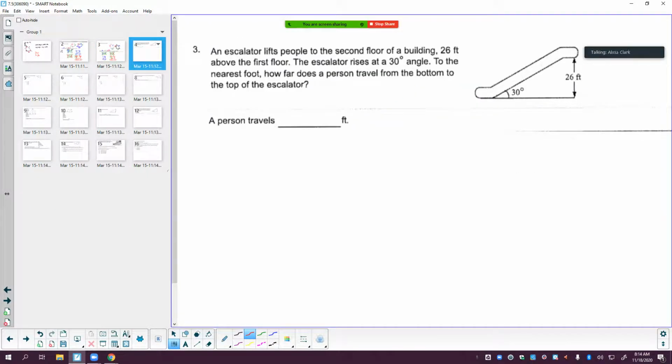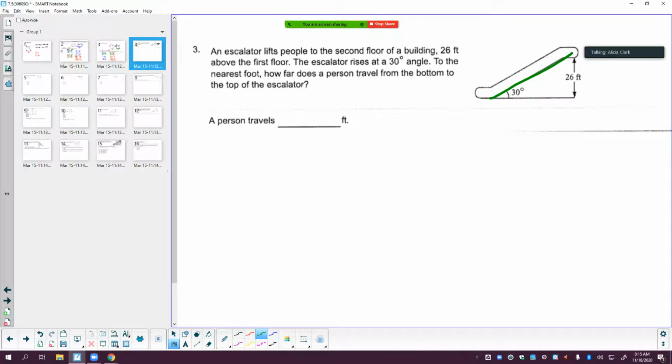Okay, so same type of thing here. It's just an application type problem. It says an escalator lifts people to the second floor of a building 26 feet above the first floor. The escalator rises at a 30-degree angle. To the nearest foot, how far does the person travel from the bottom to the top? If you were trying to find the distance that they travel on the escalator, you're basically trying to find the hypotenuse. So it's going to be approximated.